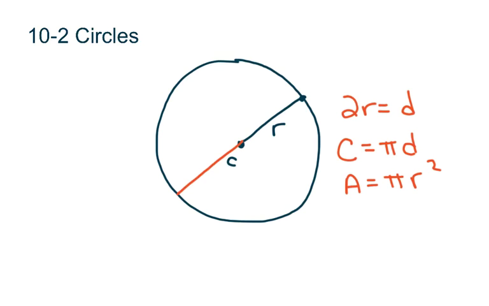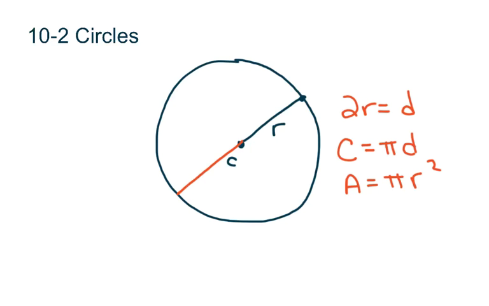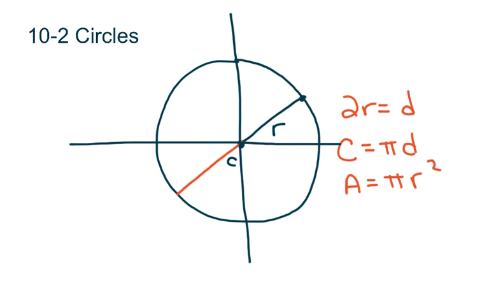So let's talk about circles graphed on the coordinate plane. The standard equation of a circle is x squared plus y squared equals r squared. And that's the circle that's centered at the origin. So if I draw a coordinate plane here through the center, and I know the length of the radius r, the equation of the circle is going to be x squared plus y squared equals r squared.